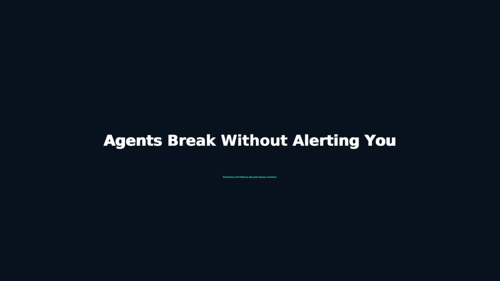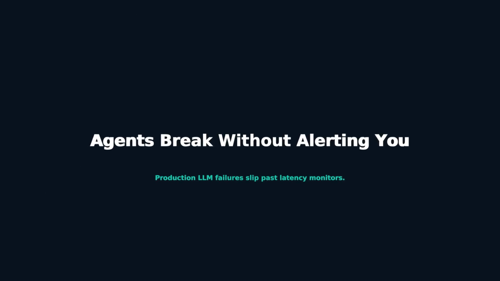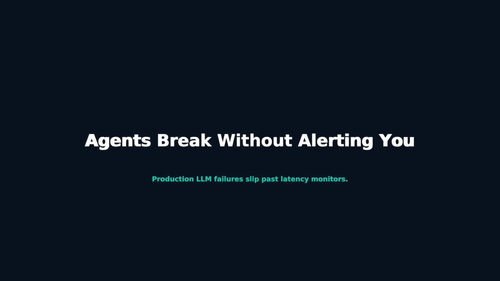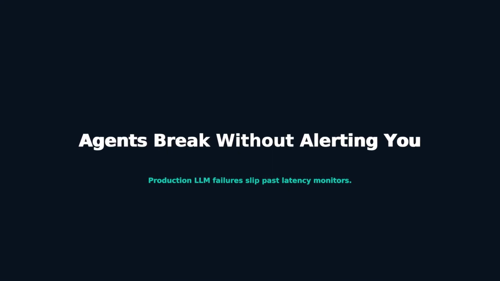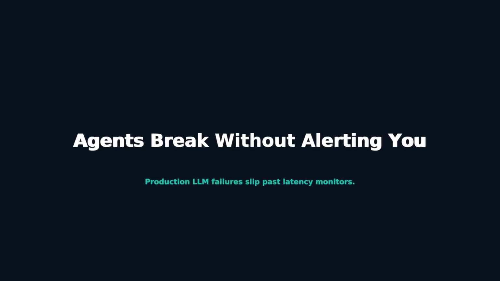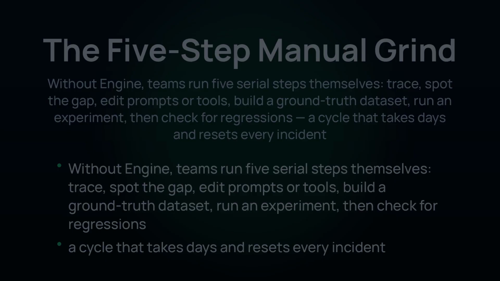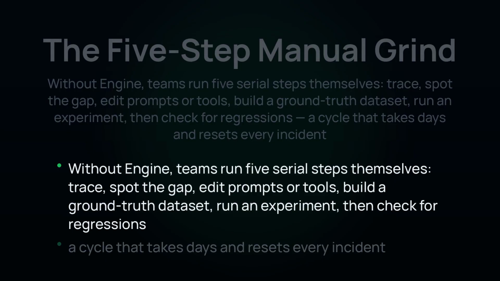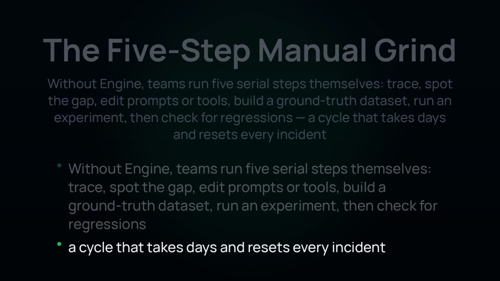Your latency dashboard looks clean. Error rate is 0. Somewhere in production right now, your agent is answering the wrong question and nobody knows yet. Now, finding it means 5 serial steps. Trace, spot the gap, edit, build a dataset, run an experiment. That cycle takes days and resets with every new incident.